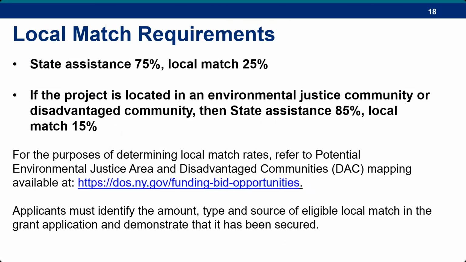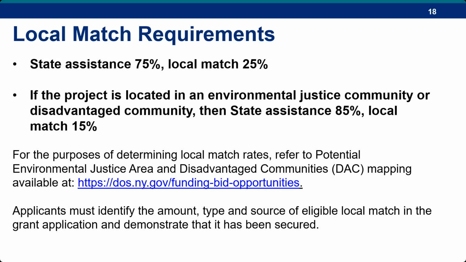Local match requirements. State assistance shall not be paid to exceed 75% of the total eligible project costs, except where the proposed project is located in an environmental justice community or a disadvantaged community, in which case the state assistance award shall not exceed 85% of the total eligible project costs.